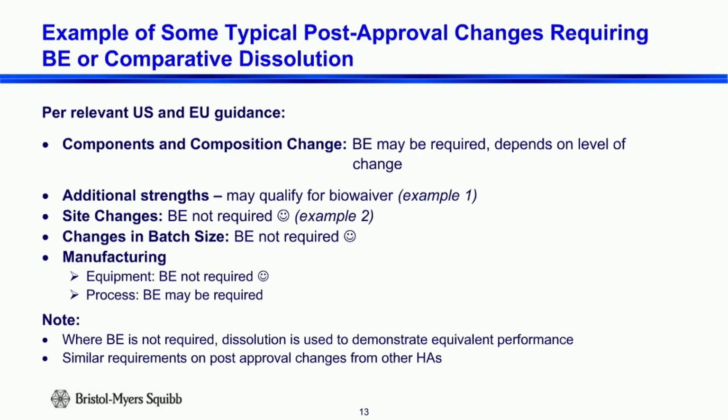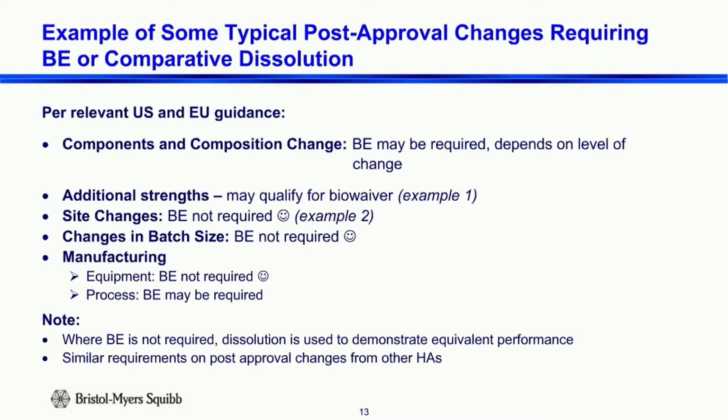Site changes actually happen quite often because companies have all become global. It's purely driven by business need. With the site change, it often comes with other changes because the new site may have slightly different equipment. Therefore, the manufacturing process may have to be adjusted slightly, and depending on the size of the equipment, the batch size may change also.